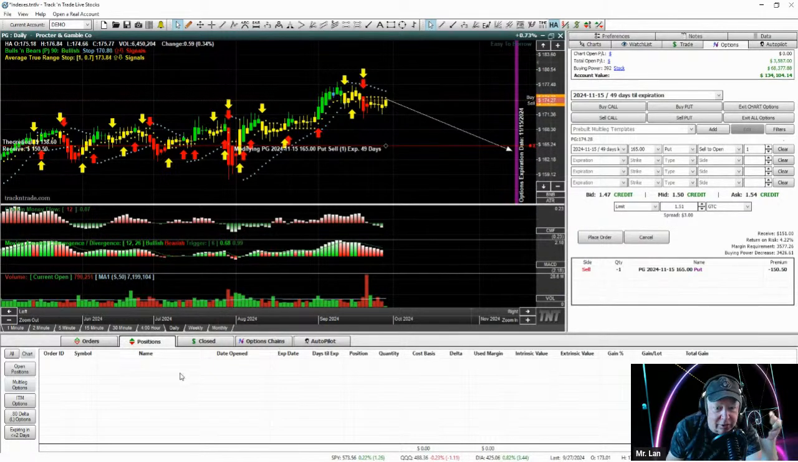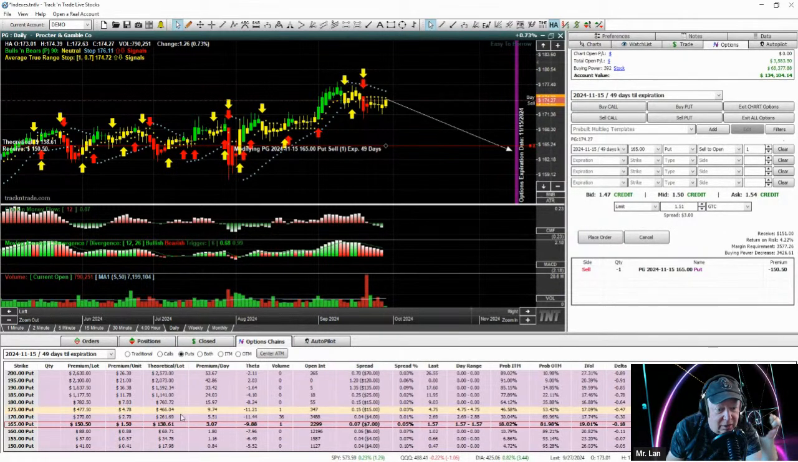They want to take $3 out. Let's go look at the options chain. Open interest is big, but volume sucks. But the spread's not bad. It's only a $7 spread against $150, 0.5%.